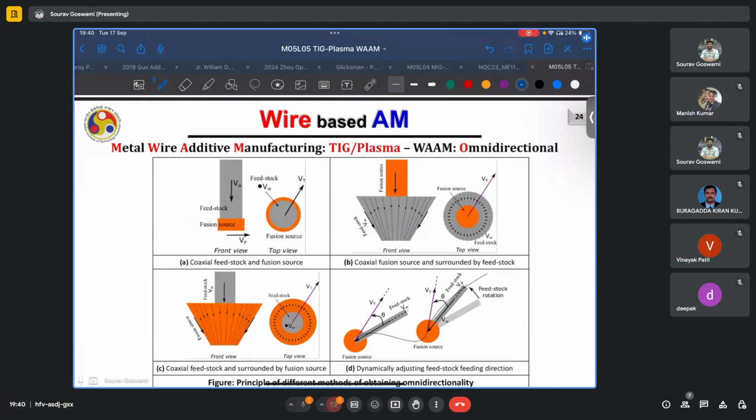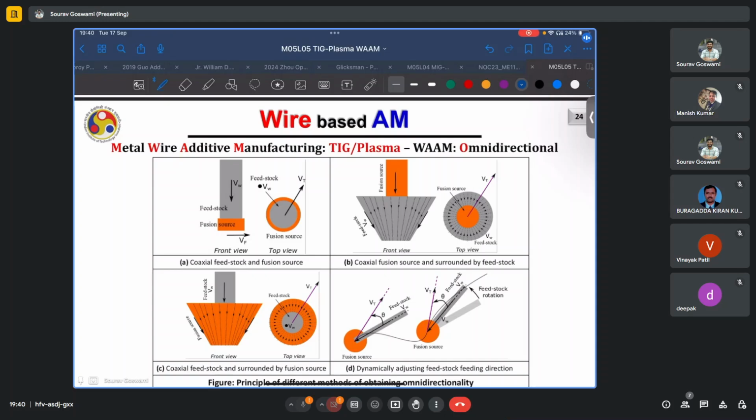But for wire, it is not so practical because from where will we come up with this continuum of wire which is getting fed through an annulus. Next is the feedstock comes out from the center or coaxially, and the fusion source is coming in the form of a cone from an annular section. This has been implemented both for laser and maybe also for arc-based processes.